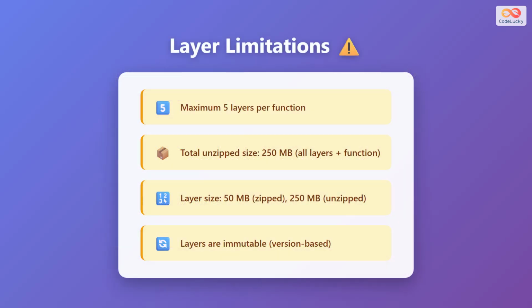Lambda layers come with some important limitations to keep in mind. Each function can have a maximum of 5 layers attached. The total unzipped size of all layers combined with your function code cannot exceed 250 megabytes. Each individual layer has a size limit of 50 megabytes when zipped and 250 megabytes when unzipped. Additionally, layers are immutable and version-based, meaning once you publish a layer version, you cannot modify it. You must create a new version instead.